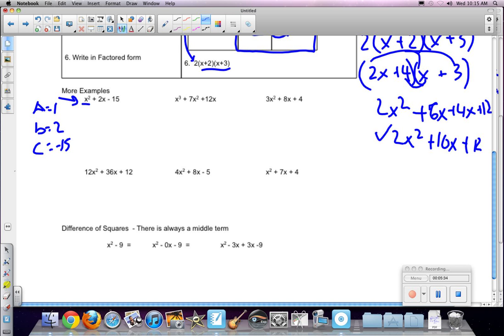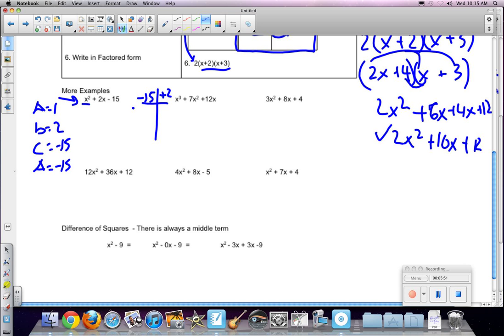Okay, so I'm going to multiply AC. A times C equals negative 15. Now I'm looking for factors of negative 15 that add to positive 2.